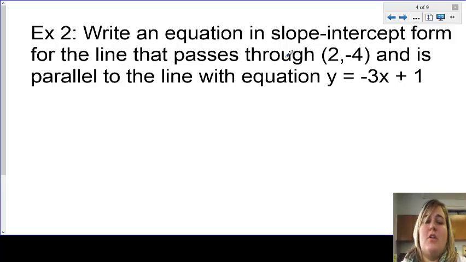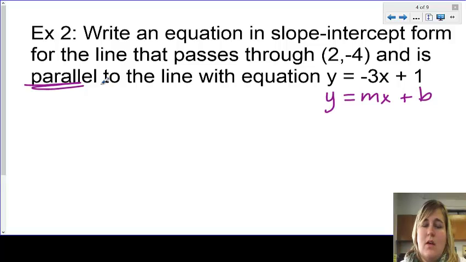Write an equation in slope-intercept form for a line that passes through 2, -4 and is parallel to the line with the equation y equals -3x plus 1, which is already in the form of y equals mx plus b. If I want them to be parallel, what has to be true? I hope that you're thinking that they have to have the same slope, because that's exactly what I need. I need to have a slope of -3.